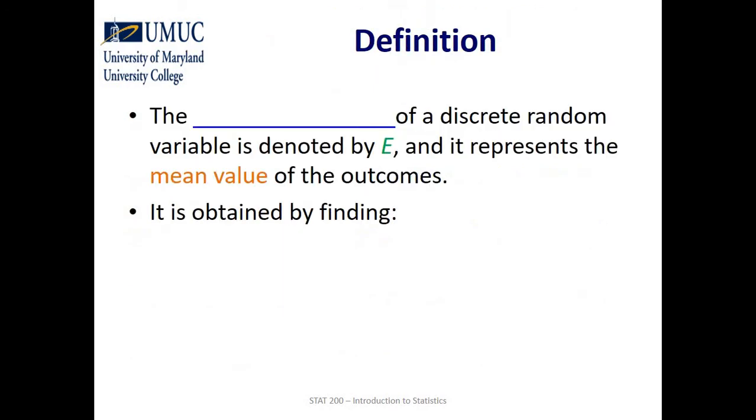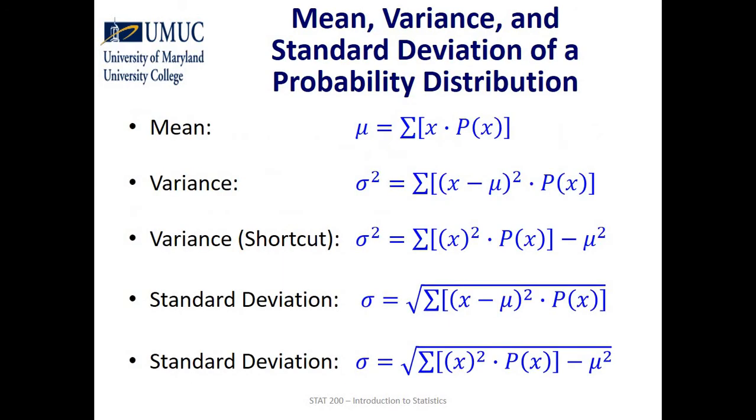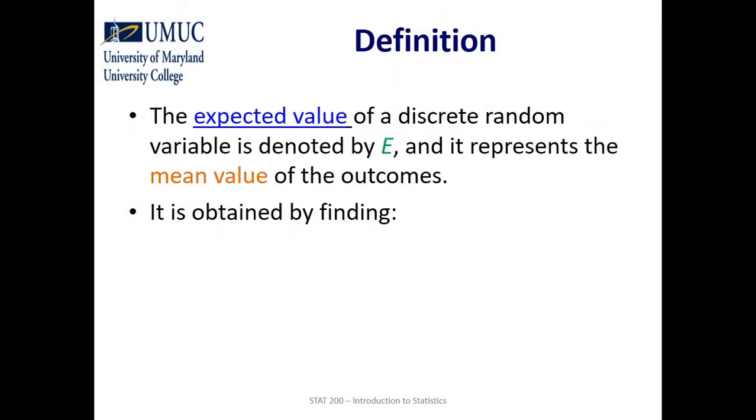Okay. Now we talk about the mean, the variance, and the standard deviation here. Well, there's another term called expected value. The expected value of a discrete random variable is denoted by a capital E. It also represents the mean value. So it's the same thing as the mean. The expected value and the mean are the same thing. So unsurprisingly then, E, the expected value, is found by taking the summation of x times the probability of x.